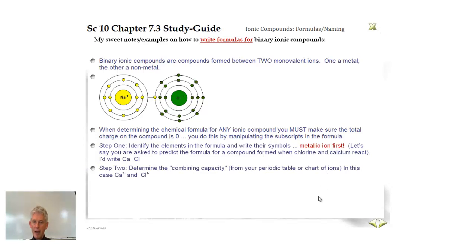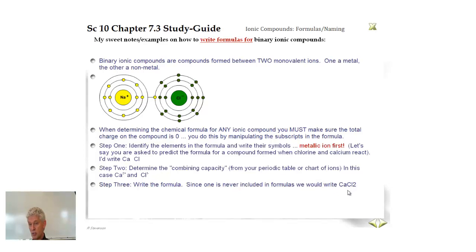Step 2, determine the combining capacity from your periodic table or chart of ions. In this case, you just look at the periodic table, you'll see that calcium is +2 and chlorine is -1. Step 3, write the formula. Since 1 is never included in the formula, you would simply write CaCl2. And of course, in this case, we can't write subscripts on paper, but you would make sure that that 2 is actually lower down. It shows that you have 2 chloride ions and 1 calcium ion, and you can make sure that that adds up to 0.